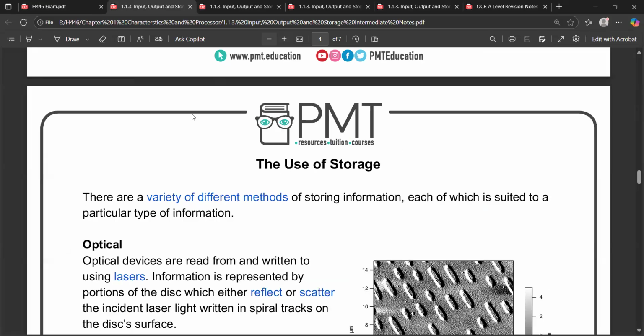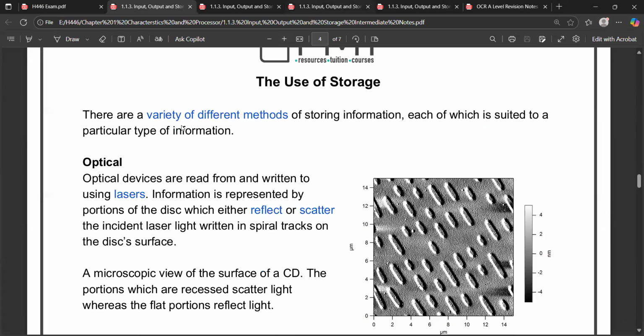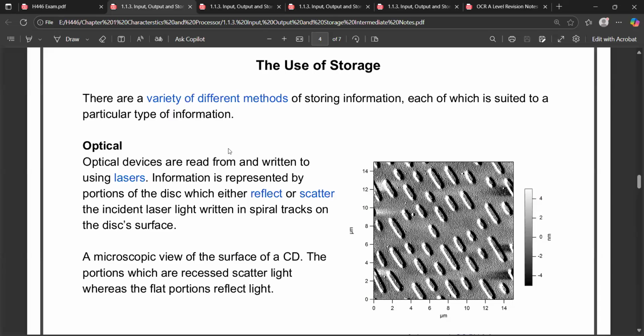Yes, so there are a variety of different methods of storing information, each of which is suited to a particular type of information, right? For example, the first one is optical storage. Optical devices are those which are read and written with the help of a laser. Information is represented by portions of the disk which either reflect or scatter the incident laser light, written in spiral tracks of the disk surface.